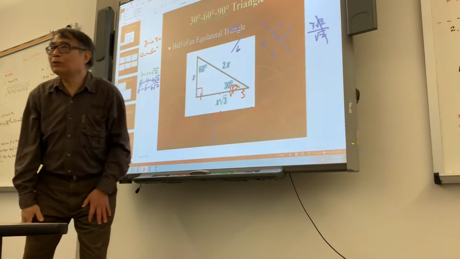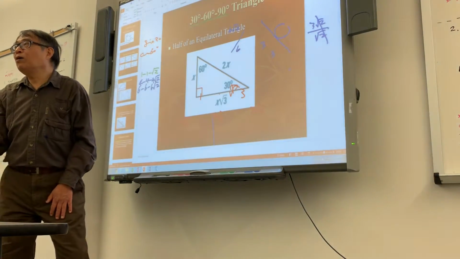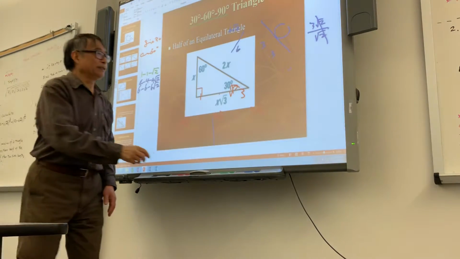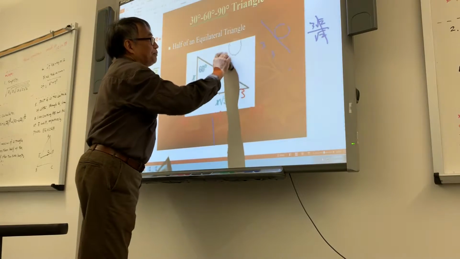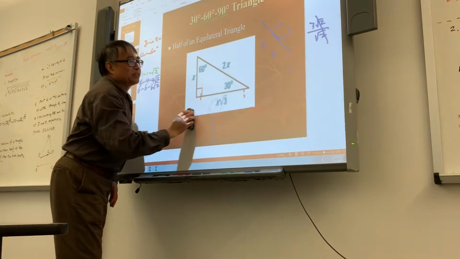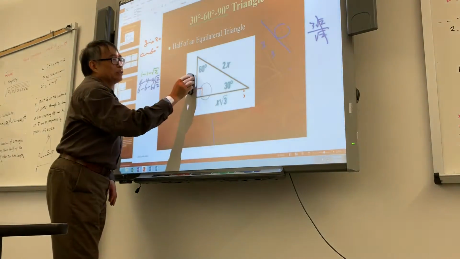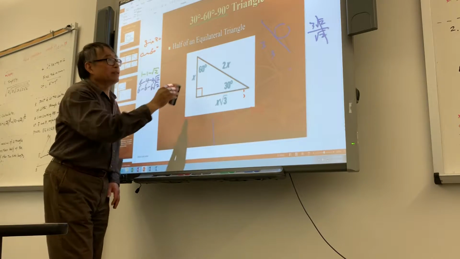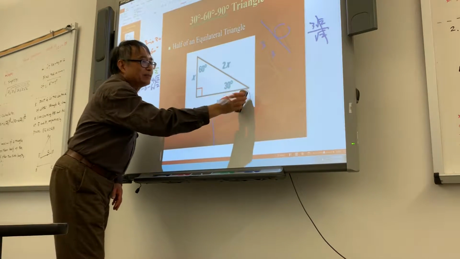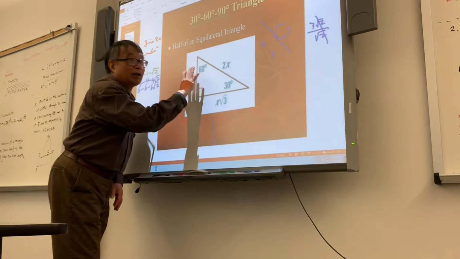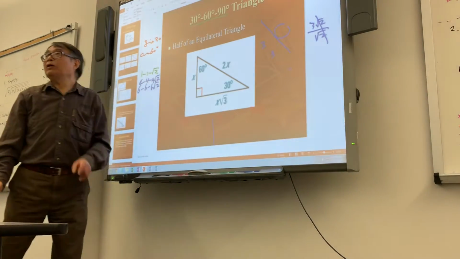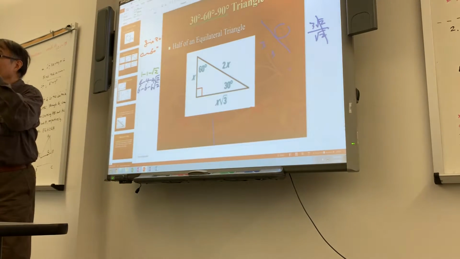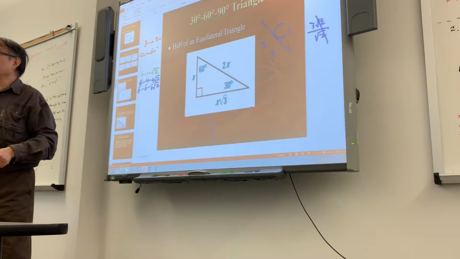Now we have the 30, 60, 90 triangle to go. Almost the same thing, just a little bit different. You can see 30, 60, 90. 30 is the smallest angle, so x is the shorter leg. 60 is the second biggest angle, so this one is the longer leg. 90 degrees, opposite should be the hypotenuse. We learned the bigger the angle is, the longer the side is. Do you remember that? Good.